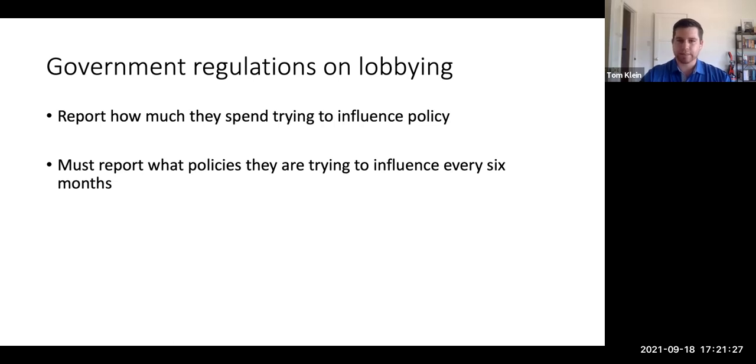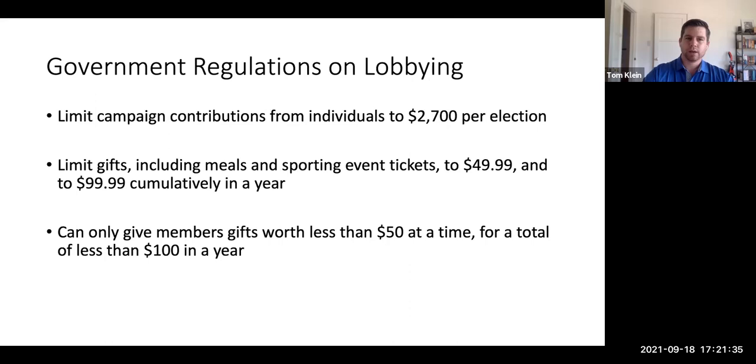Every 6 months. So the government does try to keep a short leash on this, again, to discourage bribery and corruption. So there are strict monetary limits on lobbyists, and I don't care that you know the exact amounts, $2,700 or $49.99. I don't care you know those amounts. I do want you to know, though, the government does limit the amount of money that lobbyists can give a politician. And if you're curious, those limits are $2,700 per election from individuals. Again, that's following the same PAC and super PAC guidelines.